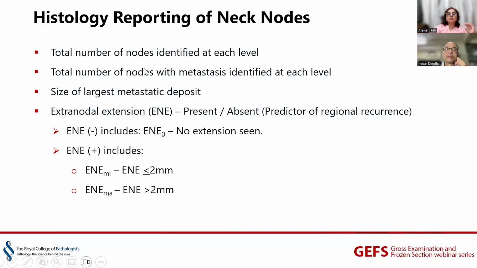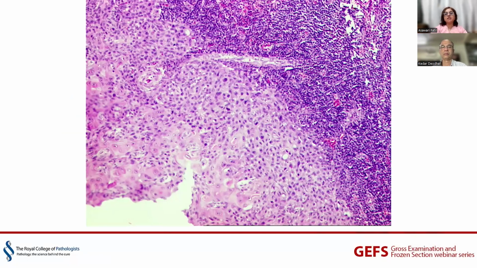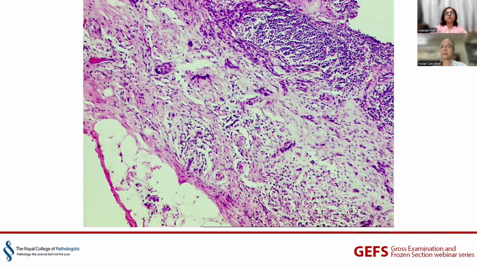So how do we report the lymph nodes? Total number of lymph nodes identified on microscopy, total number of lymph nodes which show metastasis at each level, the size of the largest metastatic deposit, then extranodal extension present or absent. If it is present, you say whether it is major or minor, which is non-core, but it's better to specify the size of extranodal extension, which is measured perpendicular to the lymph node capsule. So whether it is 2 mm or below, which is minor, or anything beyond 2 mm is major. So here we see a lymph node with metastatic focus, and here we see a lymph node showing extranodal extension.